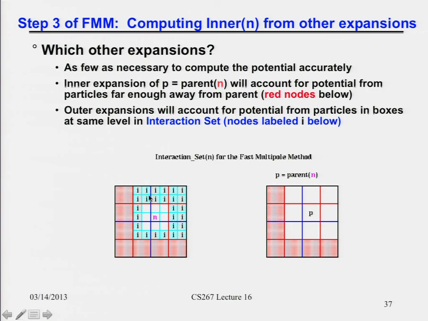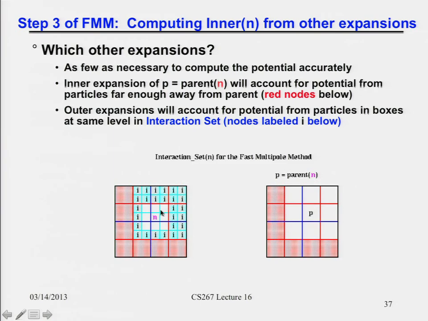And I need to combine all of the potential contributions from these guys to him. So the question is, who do I combine? These red ones I can use, because I'm far enough away from these red ones that the one expansion for each of these red boxes is all I need to know what goes on in there. So what about my closer cousins? Everybody who's colored blue, that's called the interaction set. These guys are far enough away, they're at least one box of the same size away, so all of their outer expansions can be converted to my inner expansion.